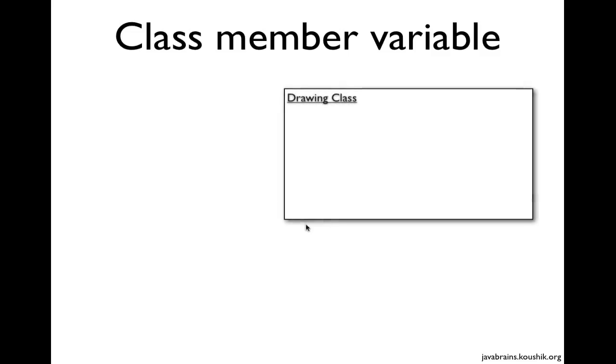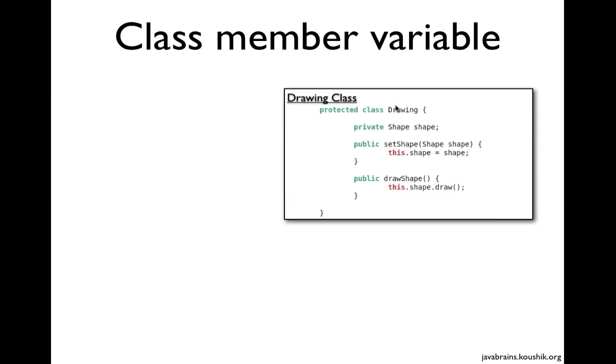What I'm going to do is have a drawing class. This drawing class will have a class member variable called shape. It's not going to be a member variable of type triangle. It's not going to be a member variable of type circle. It's going to be a member variable of type shape. Now assume that I have code like this. I have a class Drawing. I have a private shape object.